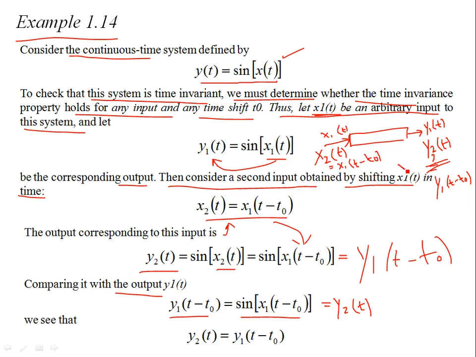This simply means that y2(t), the output, has been delayed by the same interval that the input was delayed. The input was delayed by t naught, and that constituted another input. So the second output was the first output delayed by the same amount, t naught. This implies time invariance. So this is the procedure of checking the system for time invariance.